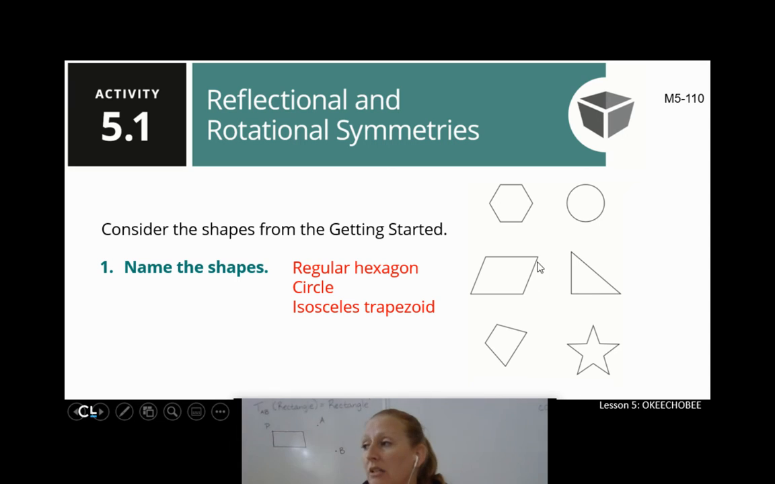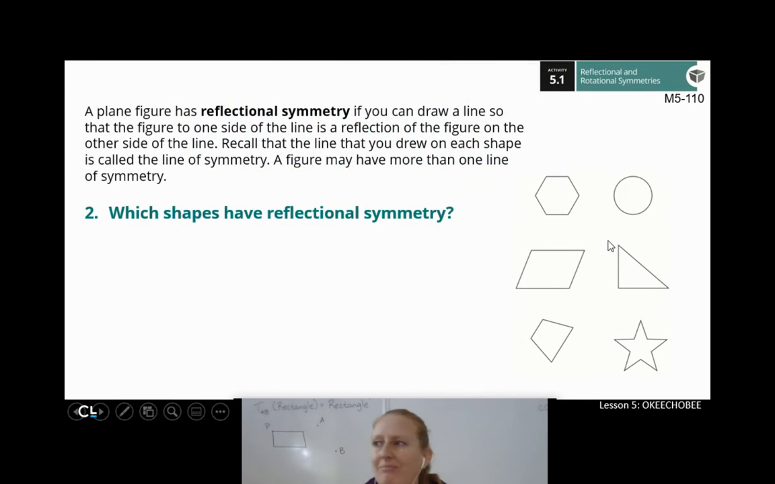I have a parallelogram here. I have a scalene right triangle. I know my picture on the screen isn't very good, but you can probably see in your book that this side is not the same length as that side. So I'm going to say it's a scalene triangle. It's even a right triangle. I can see that's perpendicular there. And of course, I have a star. It's a star, to make you feel good.